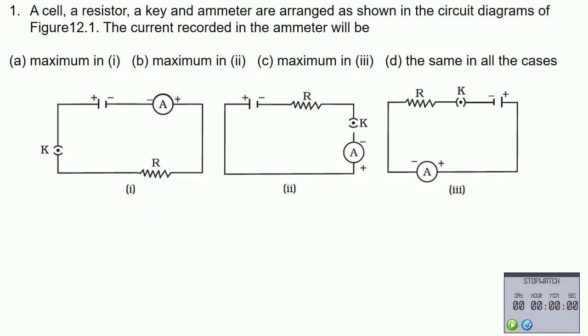So the first question is here. I am starting the timer. Giving you some time to read the question. A cell, a resistor, key and ammeter are arranged as shown in the circuit diagrams of the figure. The current recorded in the ammeter will be maximum in 1. There are 3 figures: maximum in 1, maximum in 2, or maximum in 3. Your 30 seconds have started.